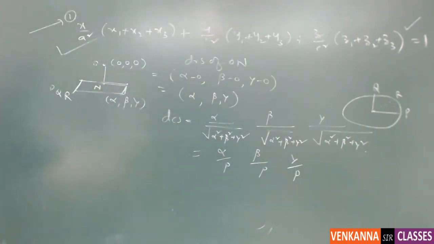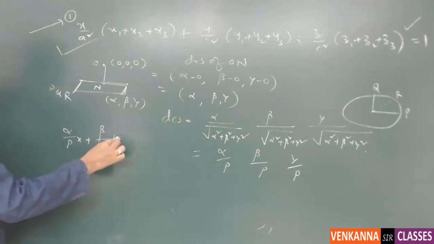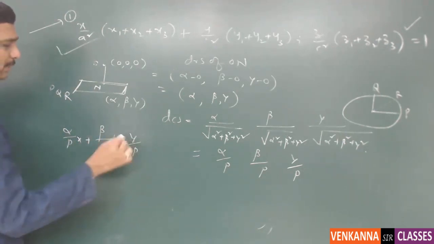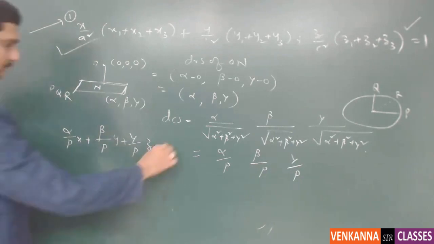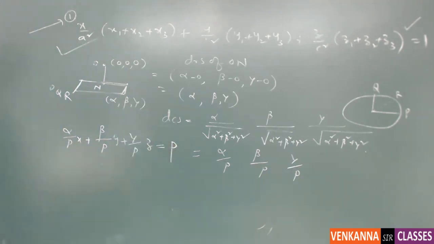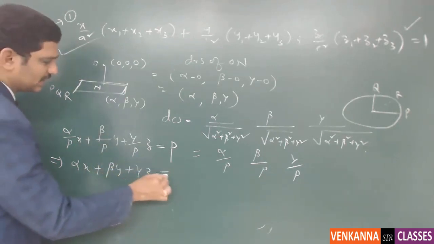So what could be my respective plane equation PQR? It is nothing but alpha by p into x plus beta by p into y plus gamma by p into z is equal to the value which is nothing but p, the distance value. The formula Lx plus My plus Nz is equal to p I have written. So which is nothing but alpha x plus beta y plus gamma z is equal to p square.